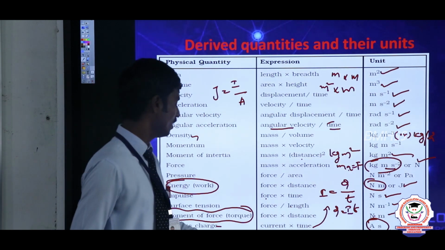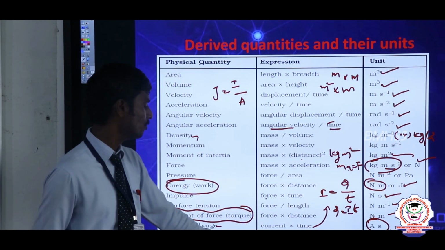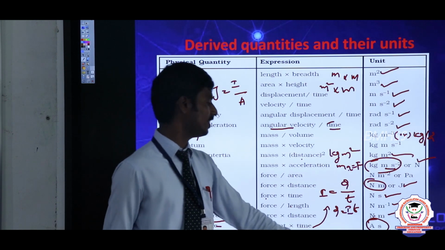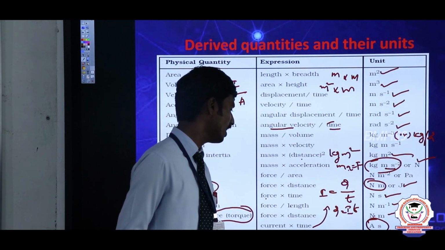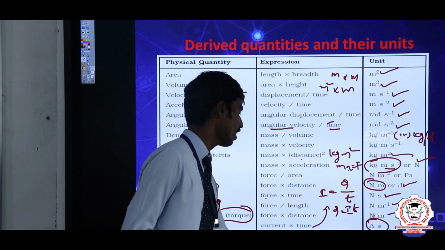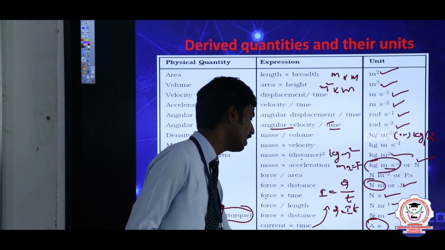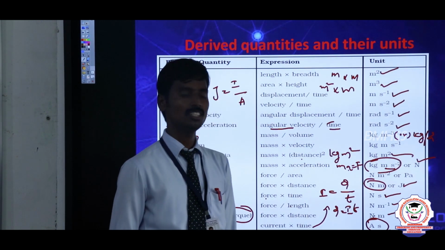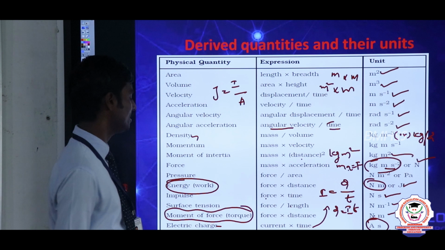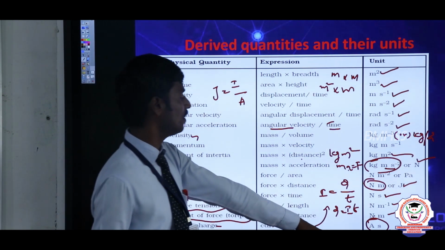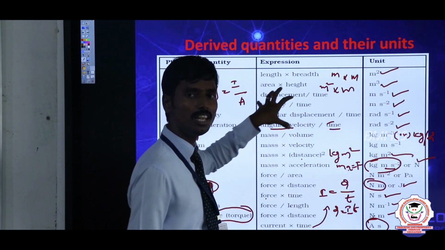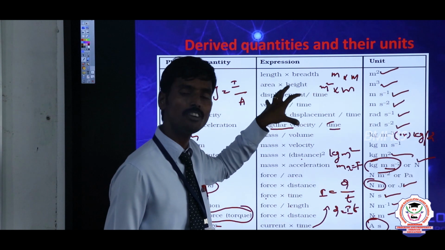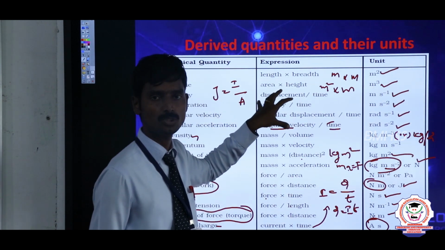Magnetic induction: the expression is force by current into length. Unit of force Newton, current ampere, that means ampere inverse, length meter inverse. So the unit of magnetic induction is Newton ampere inverse meter inverse. This is a very, very important formula, don't forget it, my dear students.